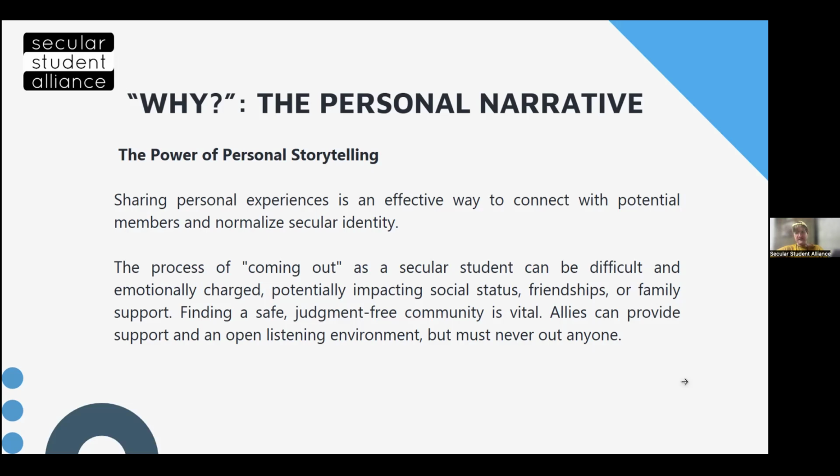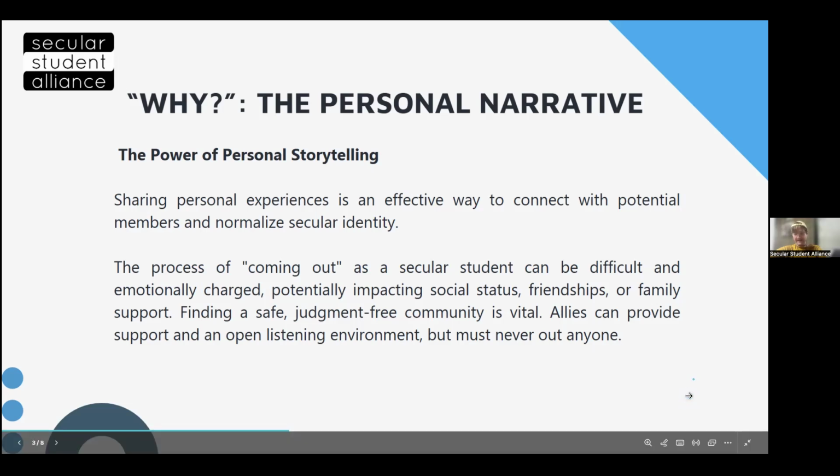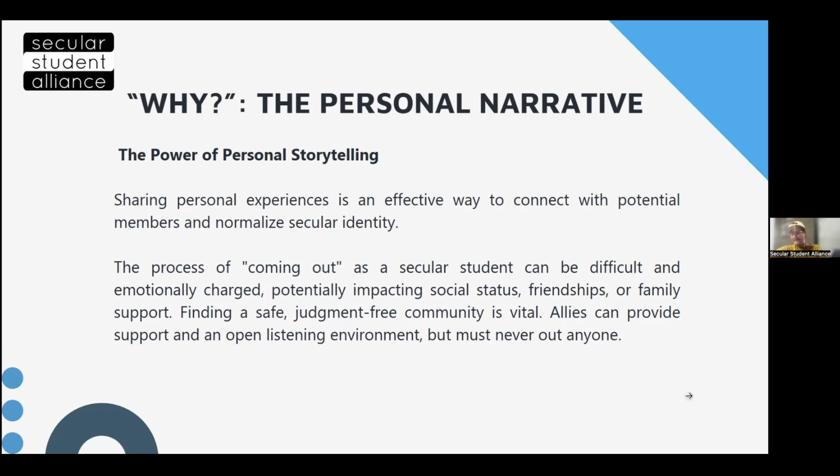So, personal narratives can really humanize the secular identity, as we all talk about, dispelling myths about atheists, that we're all some kind of evil cult or something. So your personal narrative has the power to really humanize your non-belief and your secular identity. When someone hears your why, they're much more likely to connect with the group if they agree, or to stand in solidarity with your group if they may not agree as much. It may help dispel some tension.